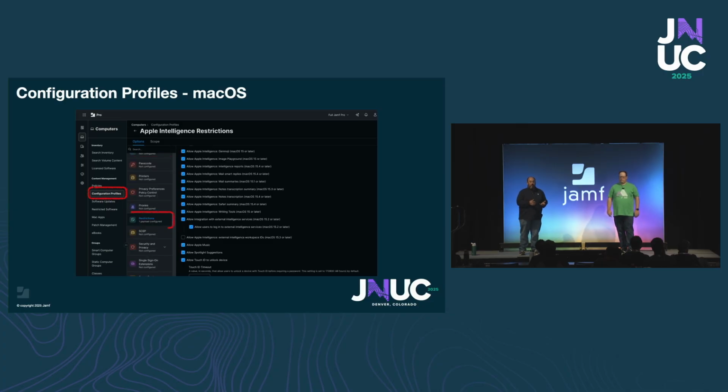Like I said, it can be done with the restrictions payload, but it gets tricky because, like I said, things are either on or off. There's no do nothing. That's why blueprints are so powerful. But these are the checkboxes to either allow or not allow Apple Intelligence, and they're all there. You just click the box and hit save.